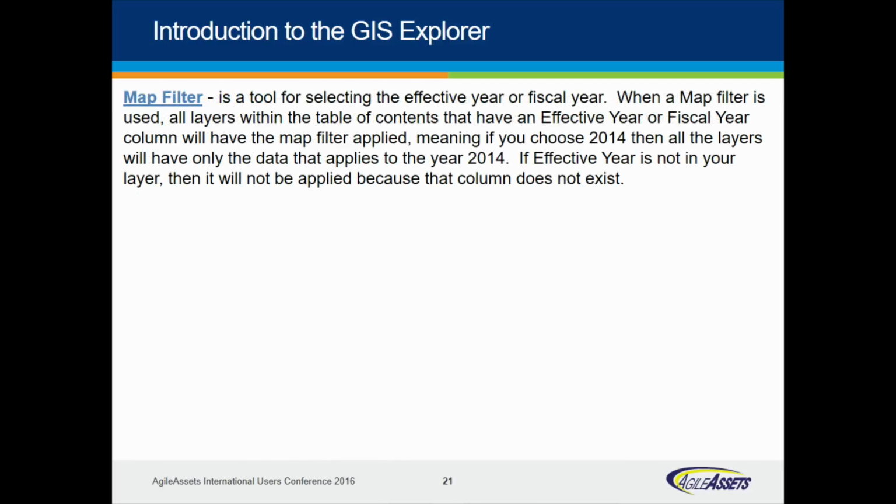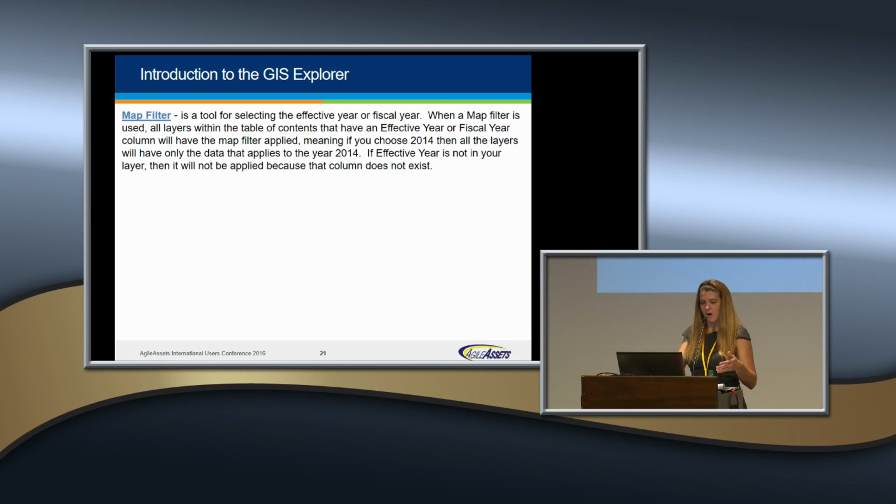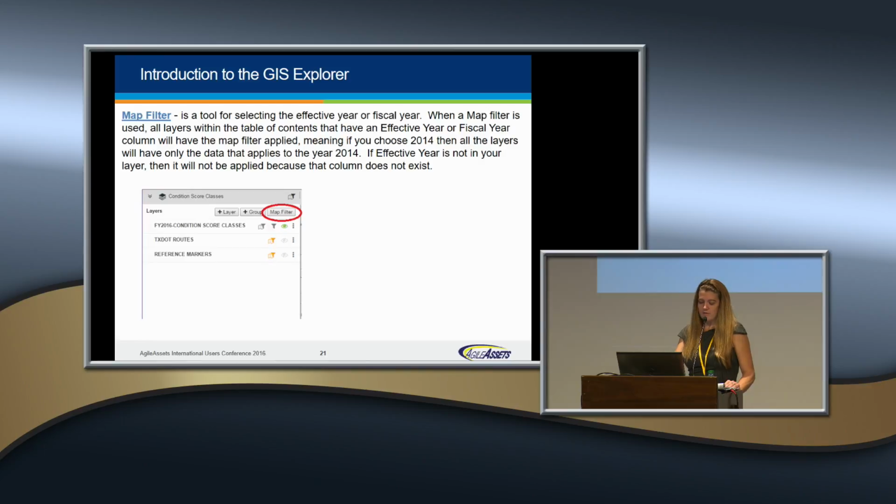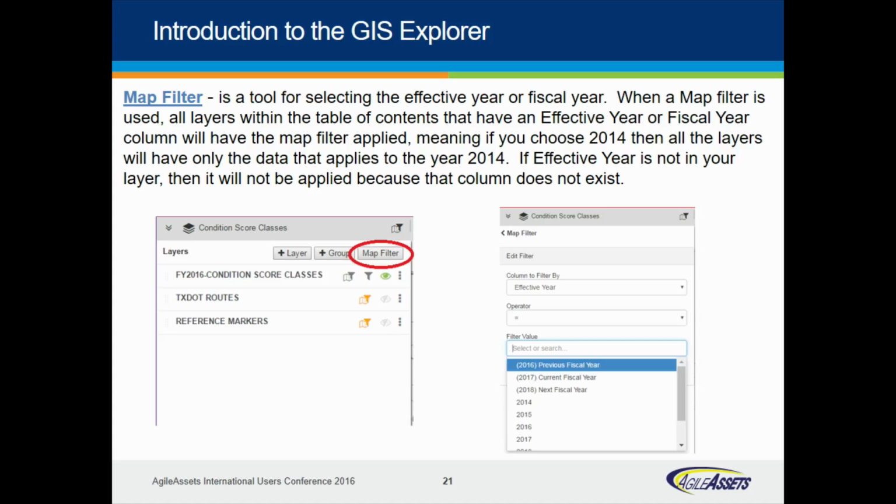With your map filter, this is a tool for selecting data for, like, effective year or fiscal year. What the map filter does is it cascades down through all your layers within your table of contents and applies that filter. You click on map filter, and you can see that it's only applied to layers that actually have that column. If it does not, it shows up with a little orange icon.